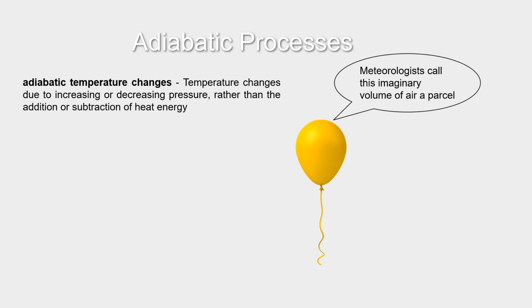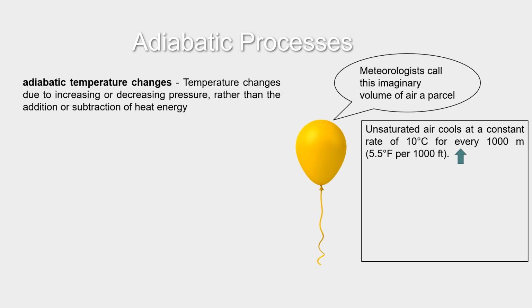So anytime a parcel of air, this yellow parcel of air, this volume of air moves upward, it passes through regions of successively lower pressure. As a result, this rising air, or the ascending air, expands and cools adiabatically. Again, there is no removal or addition of heat energy, but just because of the pressure changes, when the air ascends and expands, it cools down. That's what we call the adiabatic cooling.